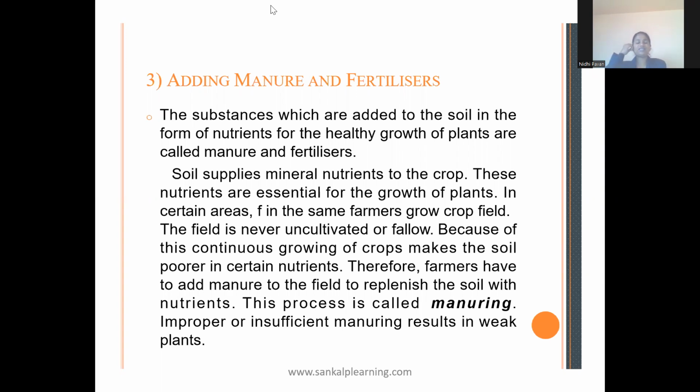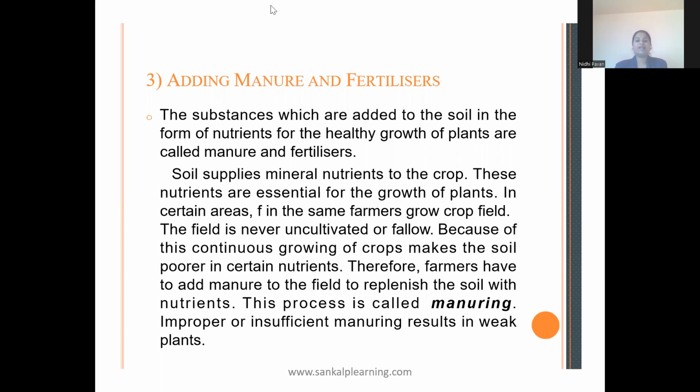In the last session, we discussed the preparation of the soil and sowing of seeds and the steps involved in those two practices. The next practice is adding manure and fertilizer. So let us discuss why adding manure is necessary and essential and what are fertilizers.